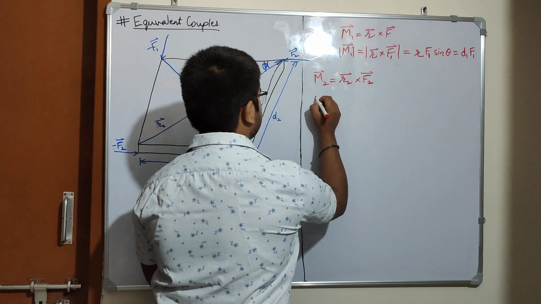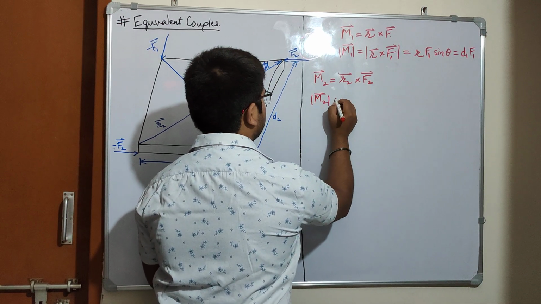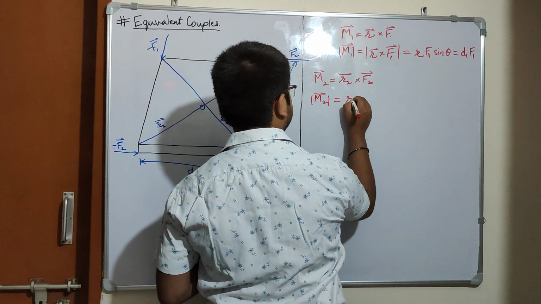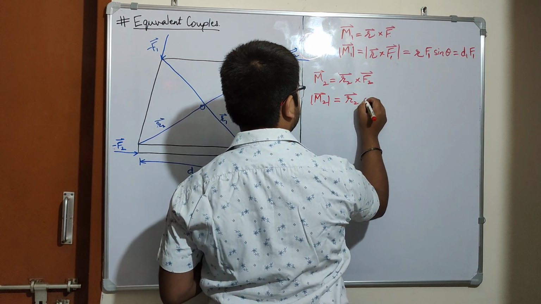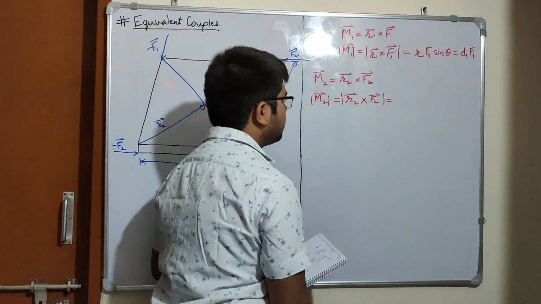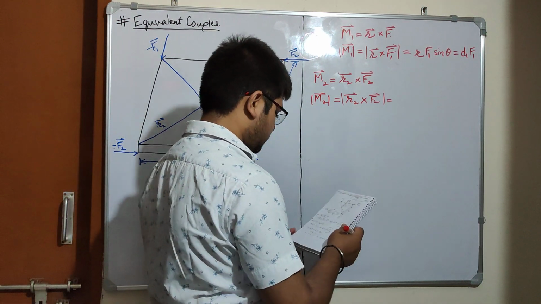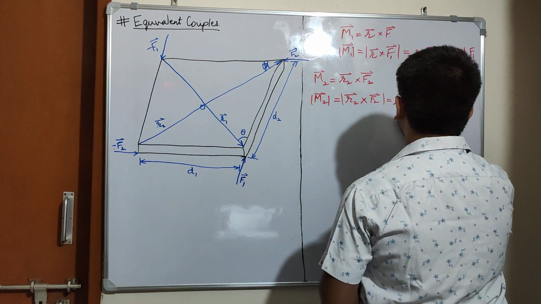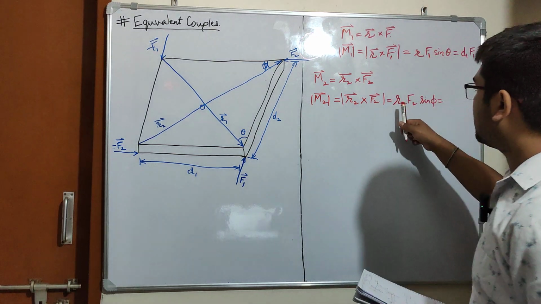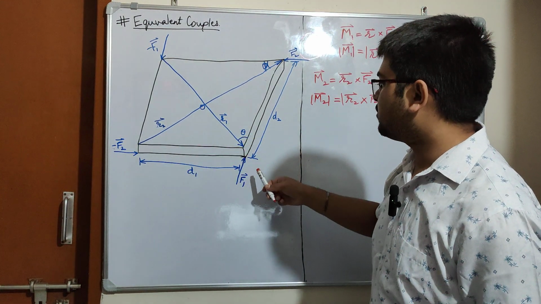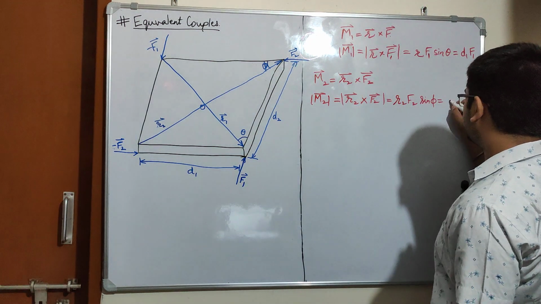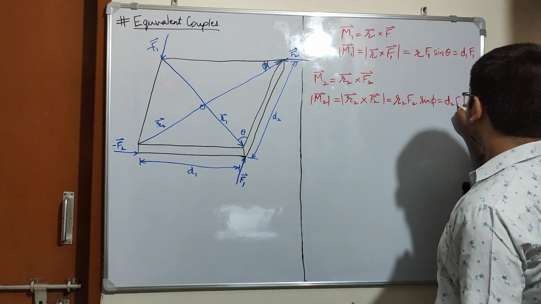And the magnitude of moment two vector equals the magnitude of R2 vector cross F2 vector, which will be equal to R2 F2 sine phi, and R2 sine phi times F2 is equal to D2 F2.